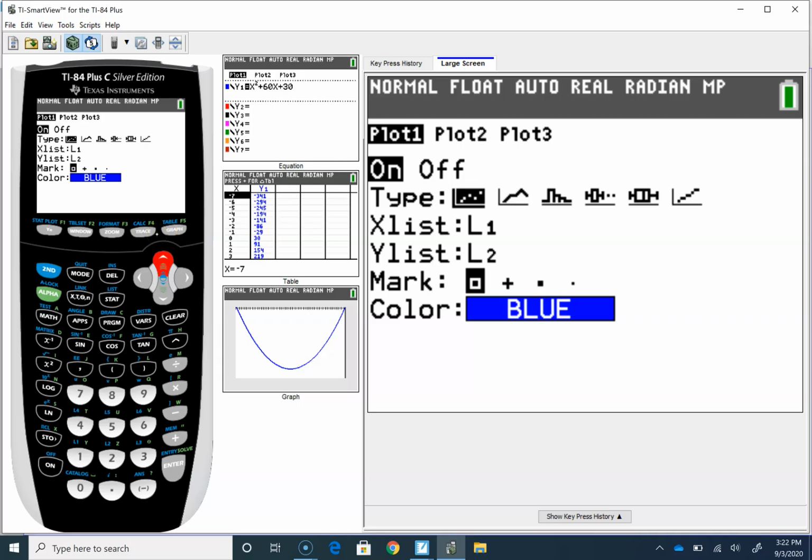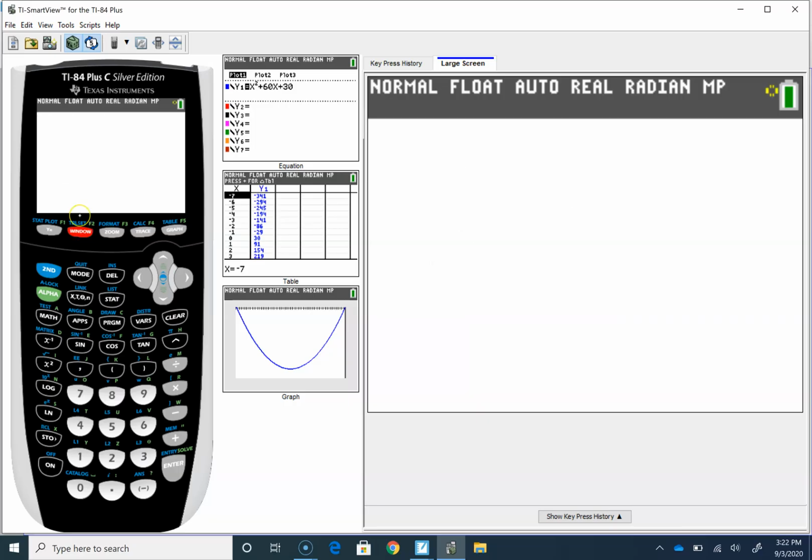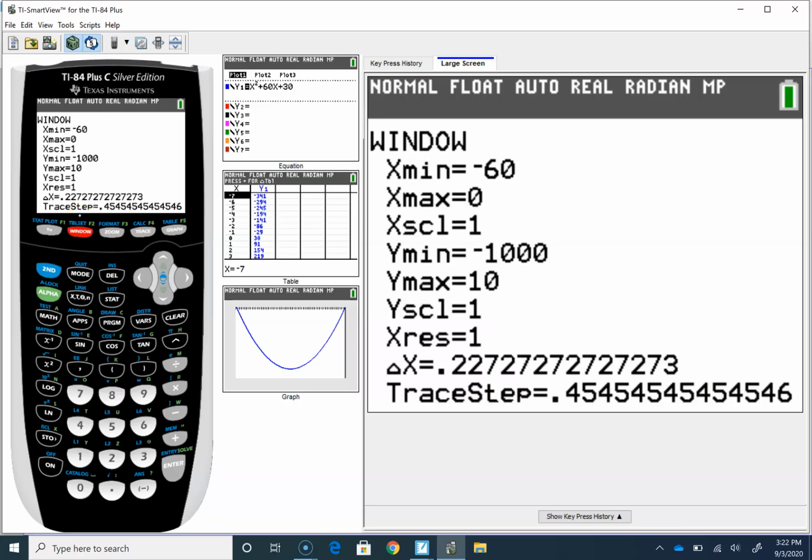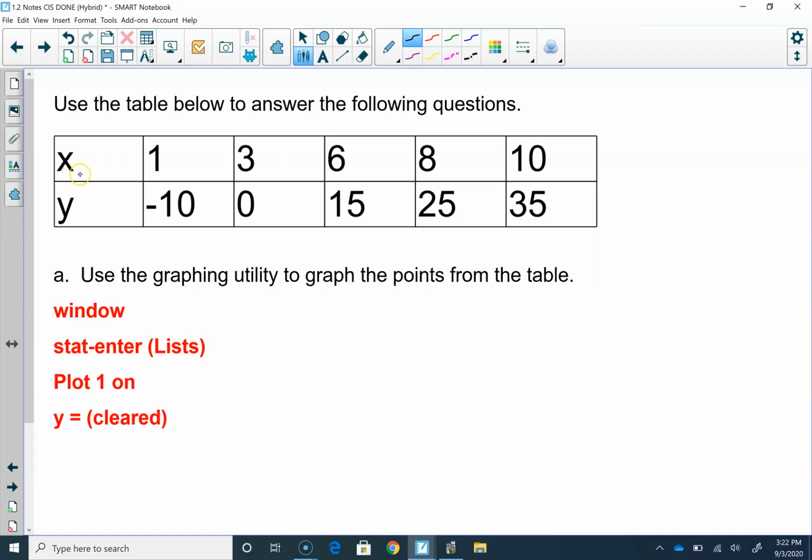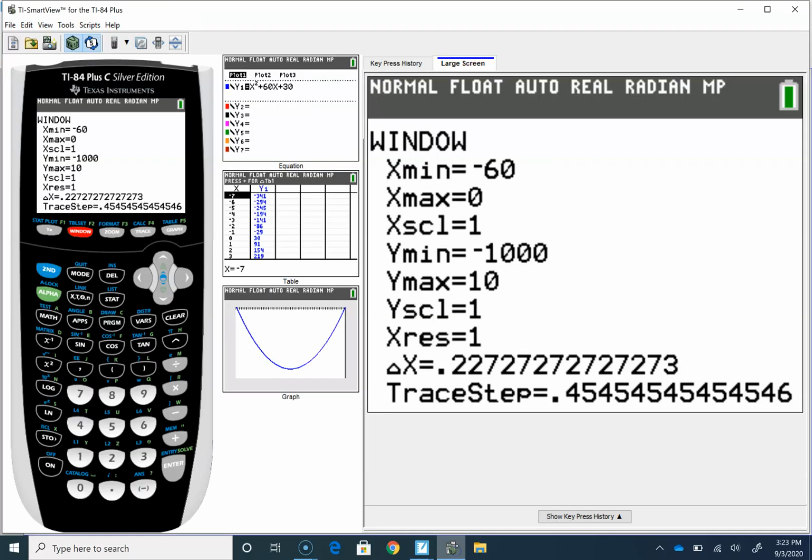So before I graph this though, I want to go into my window, because if I go back to my sheet here, I already know my window, which is really easy when you have the raw original data. My X is going to go between 1 and 10, and my Y is going to go between negative 10 and 35. So I'm going to go just a little bigger and smaller so I can see that a little better. So my window, I'm going to make from 0 as the minimum, and then it went to 10. So I could put 10, but I'm going to go maybe 12 just so I can see that dot so it's not on the edge of the screen.